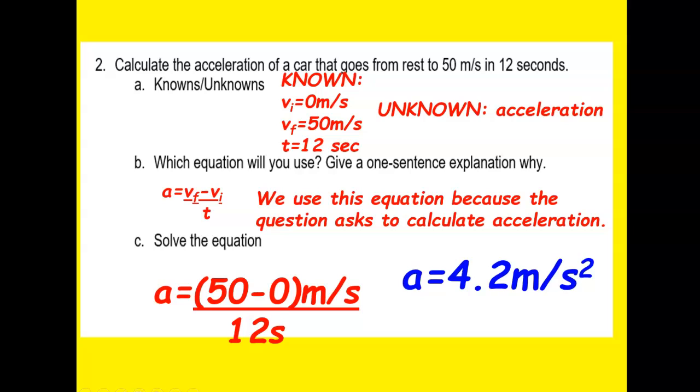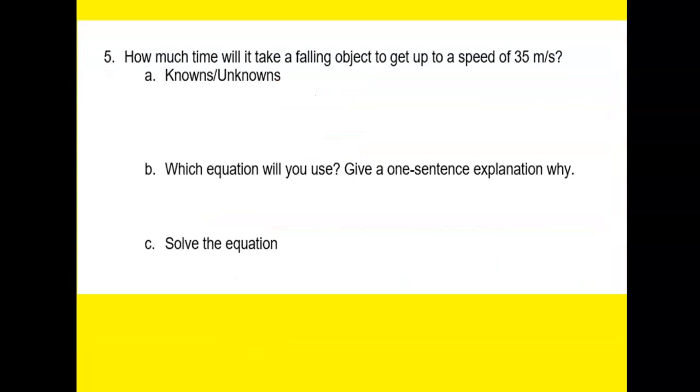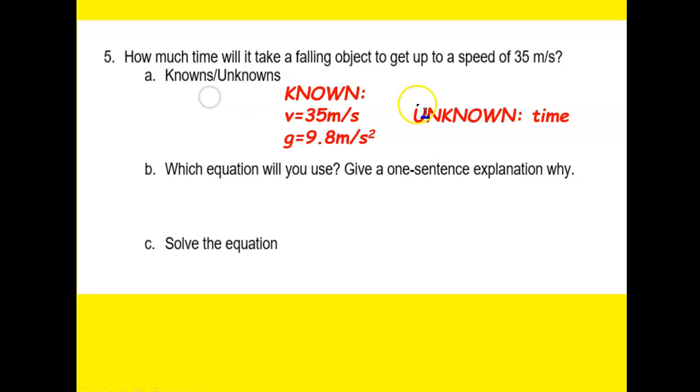All right, so you are going to do problems 3 and 4 because now I'm going to go over problem number 5. It says, how much time will it take a falling object to get up to a speed of 35 meters per second? So again, I know that I have speed or velocity because remember those words are interchangeable. So 35 meters per second is my velocity. And then it says falling. So the things I know is my velocity. And then since it's falling, I know g, which is acceleration, is the 9.8 meters per second squared. How much time is my unknown?